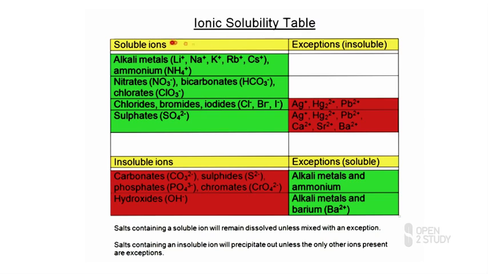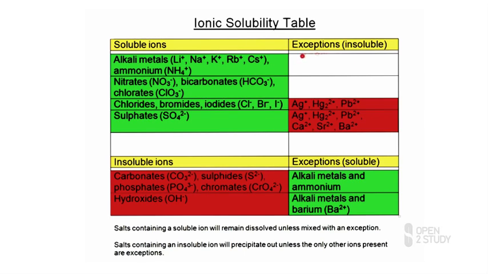So looking at the top half of the table, this area I'm highlighting, these list the ions that are generally soluble in water. They like to stay dissolved. For example, you can see all of the alkali metals, remember, all of those group 1 metals, they will all remain dissolved in water.